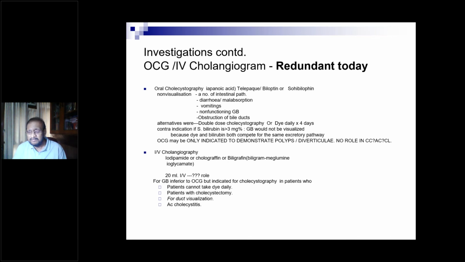Similarly, for IV cholangiogram, you came up with the HIDA scan. So IV cholangiography is also given up. Nobody does the IV cholangiography. It was basically indicated at that time when you could not take a telepaque dye. So these patients were given the dye for taking an IV cholangiogram. But now it is no longer done because this was basically just for duct visualization. And you have got so many investigations now for duct visualization. So nobody does the IV cholangiogram. I just mentioned the oral cholecystogram and IV cholangiogram because they were investigations which were done not in too distant a past. In the 80s they were done, but now are no longer done.